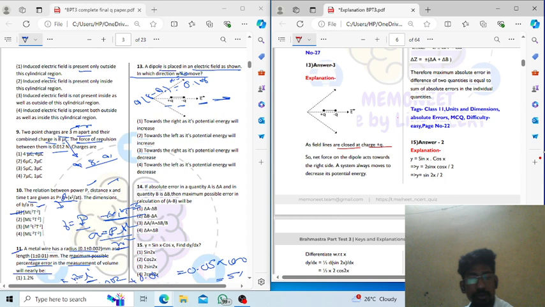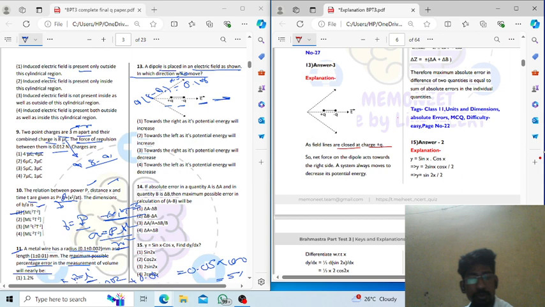As we know, the electric field is given by the formula minus dV by dr. So where the electric field increases, the potential energy decreases. The system always moves towards the decrease zone, not the increase zone. It will move towards the decrease zone. So therefore, option number 3 is the correct one.